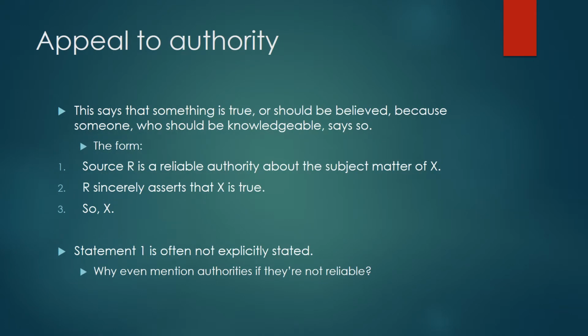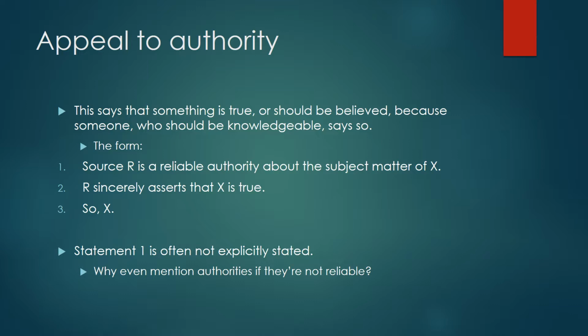First one I want to talk about is appeal to authority. Right? This says that something is true and should be believed because someone who is or should be knowledgeable says so. Anytime you're saying that something is true because somebody says so, that's an appeal to authority. The standard form, and again, remember, this is the stilted logic book language. We hear arguments to authority all the time, but this is the stilted logic book language. So that source R is a reliable authority about the subject matter of X. Okay, that just says they're knowledgeable.